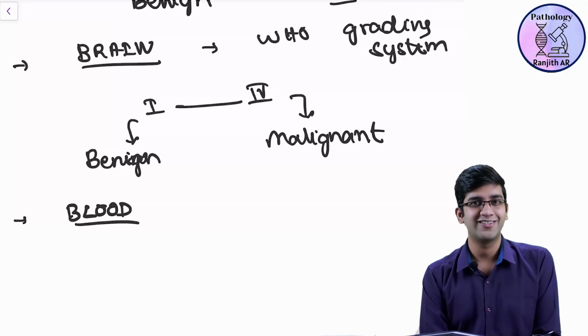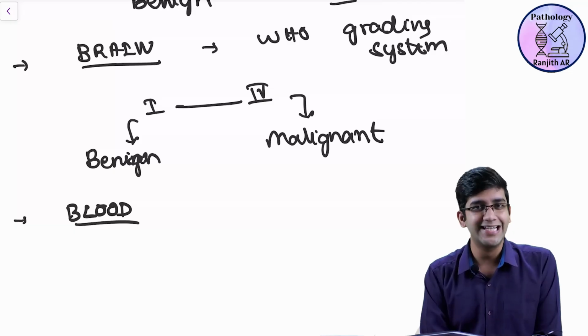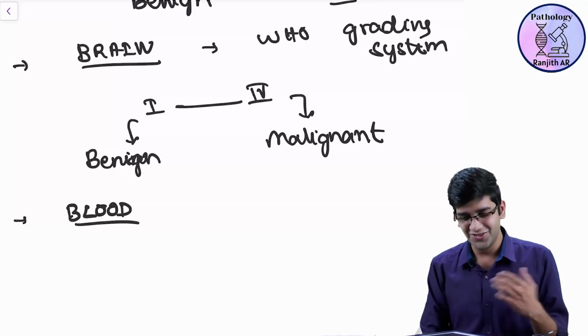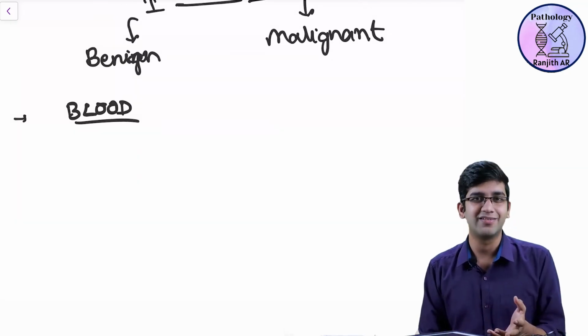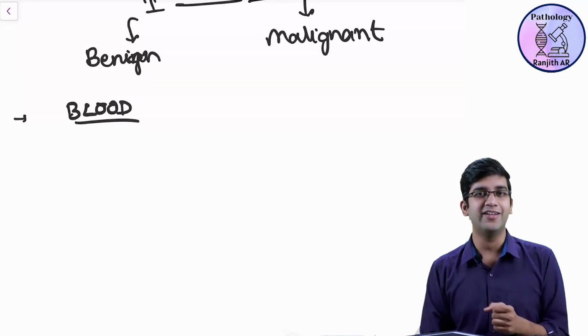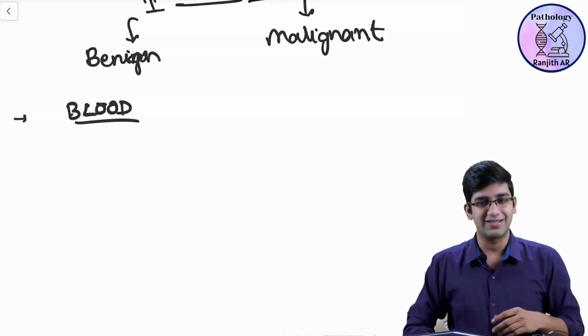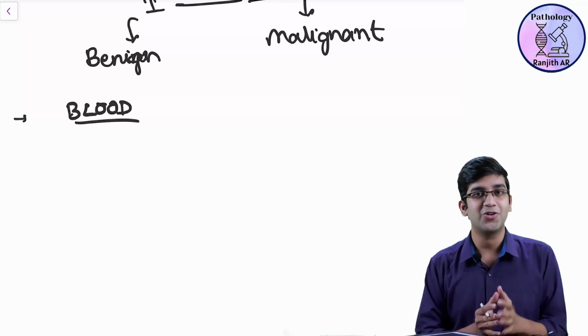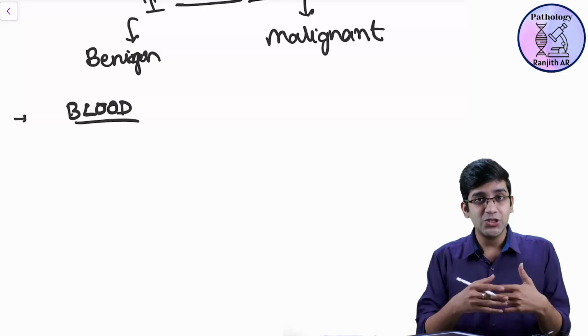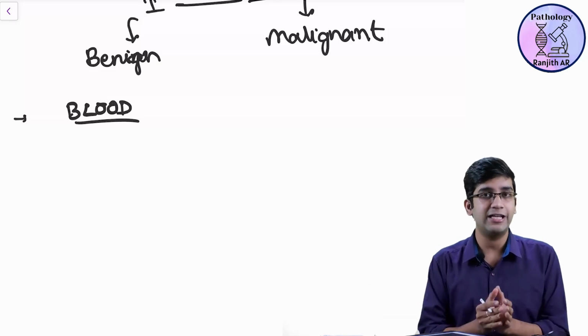First, have the confidence. If you don't know something, that doesn't mean it doesn't exist in medicine. There is no benign tumor in blood. Confidence should be there. What will happen? Nothing will happen. Be confident. Maximum you will get minus 1 mark, that's all right. Not overconfident, but confident. There is no benign tumor as such designated in blood.